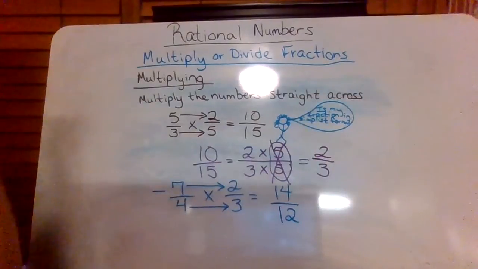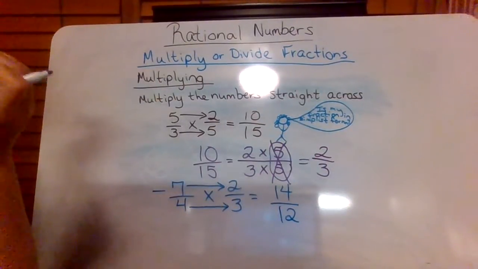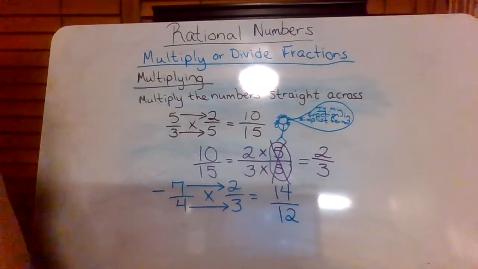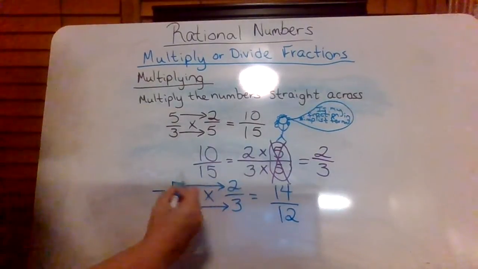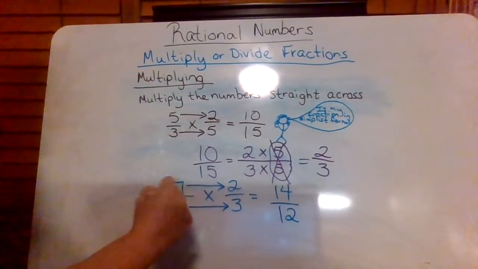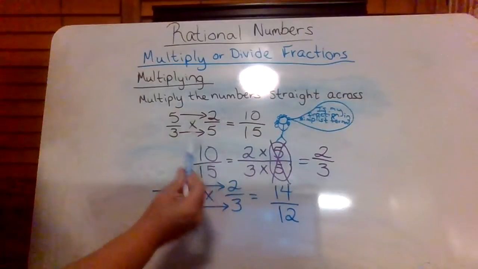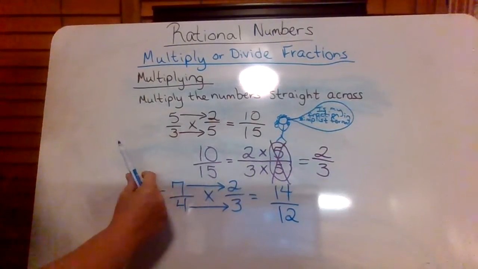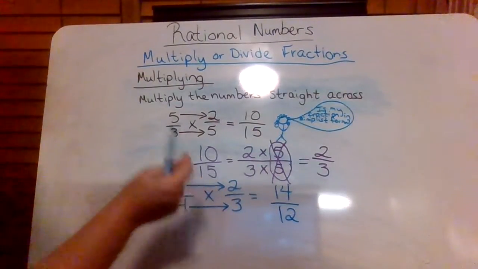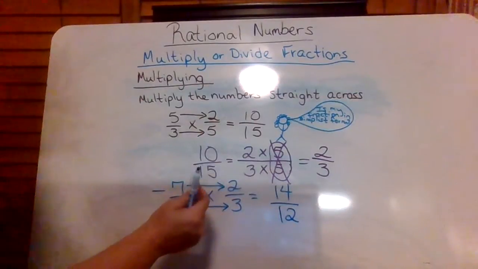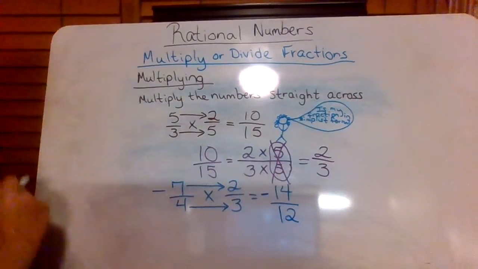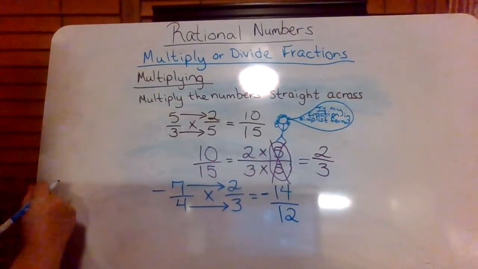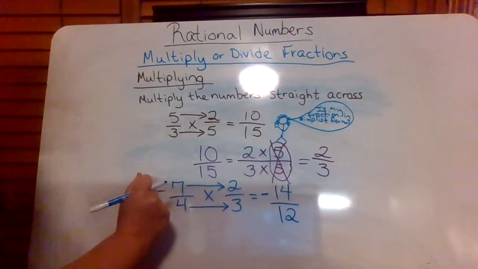Now, sign rules. And I used to say this all the time in my classroom. I would say, sign rules, and I had a big chart in the front of the room, and I'd point to it. If I look here, I have a negative, I have a positive. When I'm multiplying, remember, if one's negative and one's positive, my answer is always, and I hope you're saying it with me, negative. Okay, so negative 14 over 12.